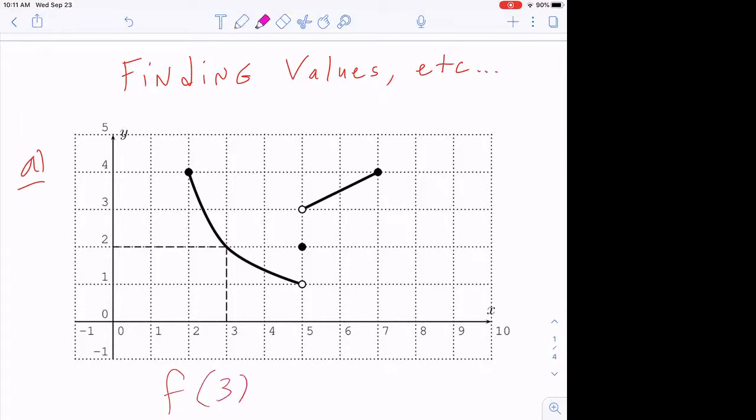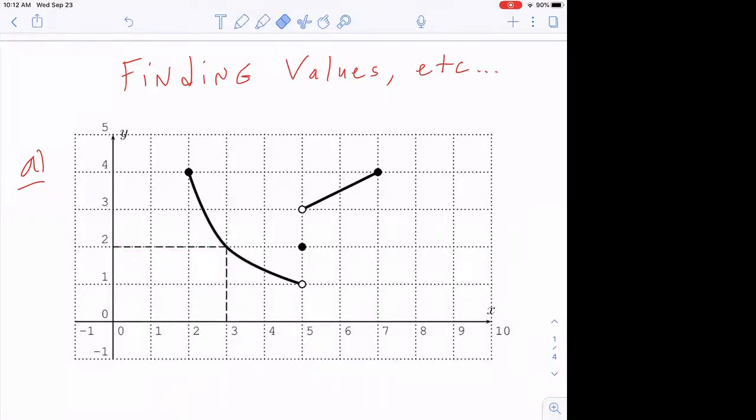So what you would do is you would go over to 3 on the x-axis. You go up. This one is already done because it's from the other book. You go up to the graph, and you'd see that right there is a dot. That dot goes with 2. So f of 3 would be equal to 2. You read it right off of the graph, literally.